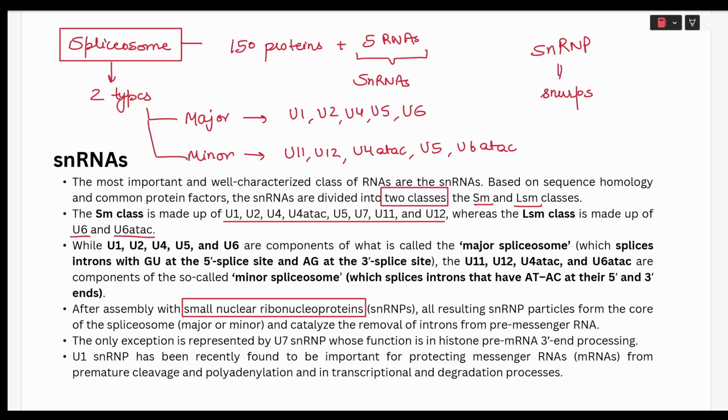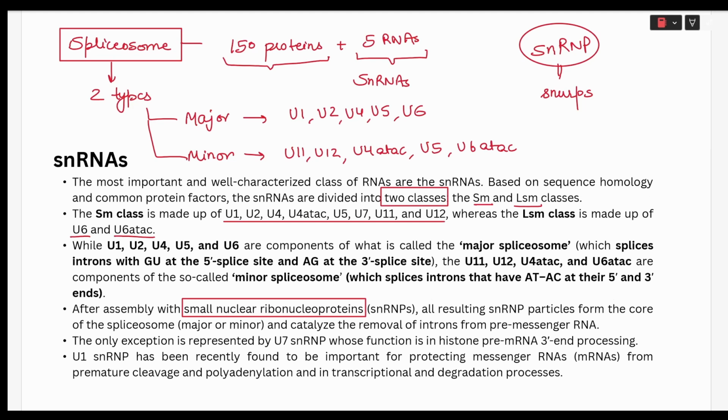Now, there are numerous proteins within the spliceosome which are not a part of the snRNPs. Remember, not all 150 proteins are combined with the RNAs. Some of them are combined with the RNA to form this thing. However, there are other proteins which are also present in the spliceosome, which are not connected to the snRNAs.